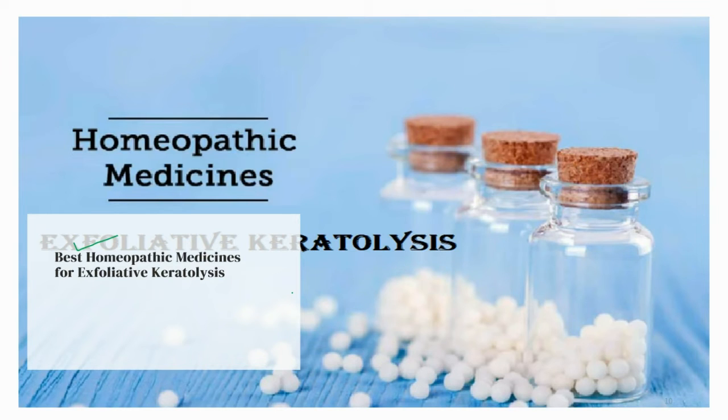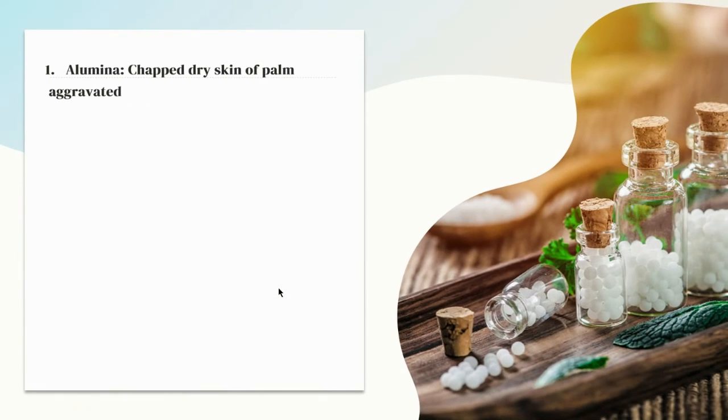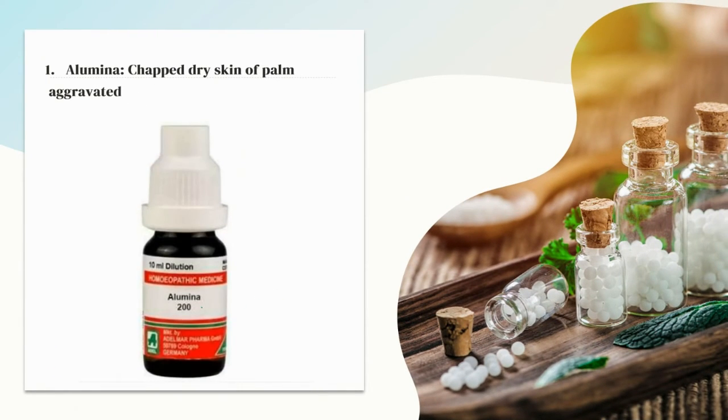Now, the first and foremost homeopathic medicine that you can see here on the screen for exfoliative keratolysis is Petroleum. Petroleum is a good homeopathic medicine for chapped, dry, tortuous skin. Skin symptoms return every winter season. A patient complains of itching when getting warm in bed, and skin complaints are associated with constipation. Now, ointments externally 2 times a day.